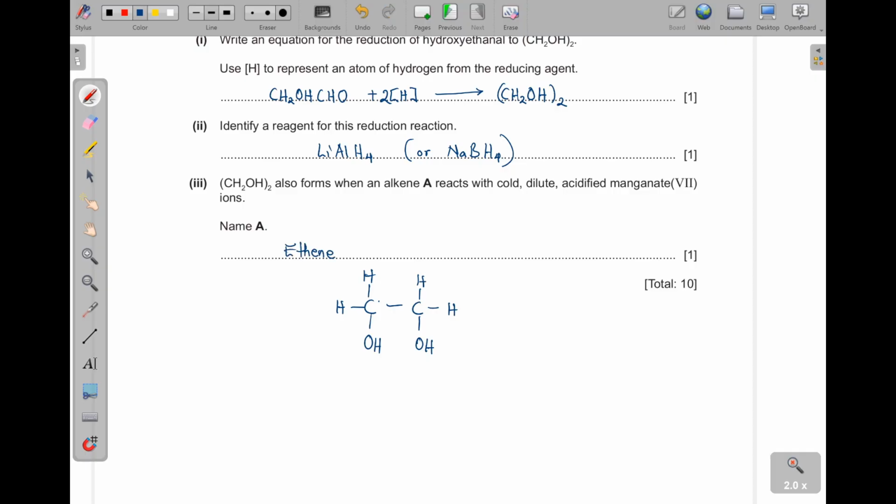Cold dilute acidified potassium permanganate reacts with alkenes to form a diol. So you just remove the double bond and then you put the OHs on the 2 carbons that were in that double bond. Okay? All right.